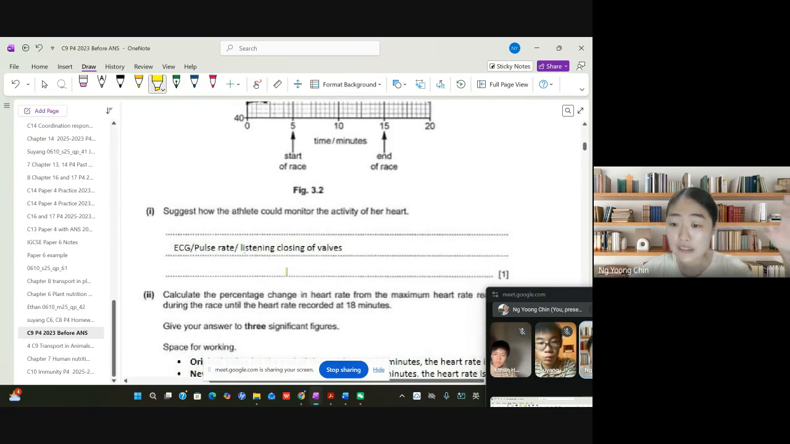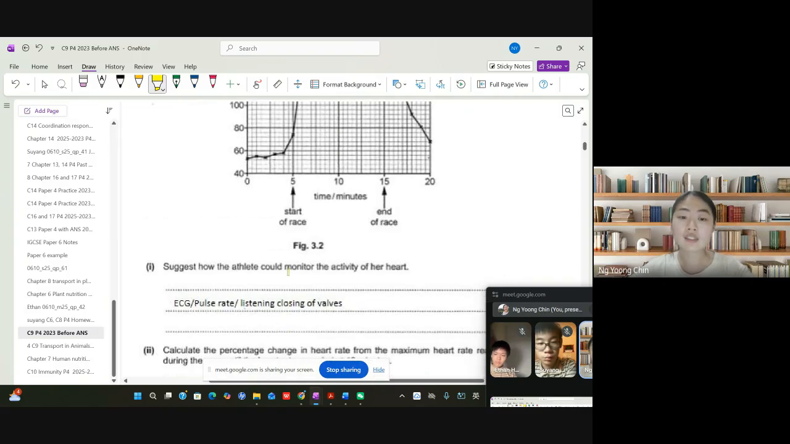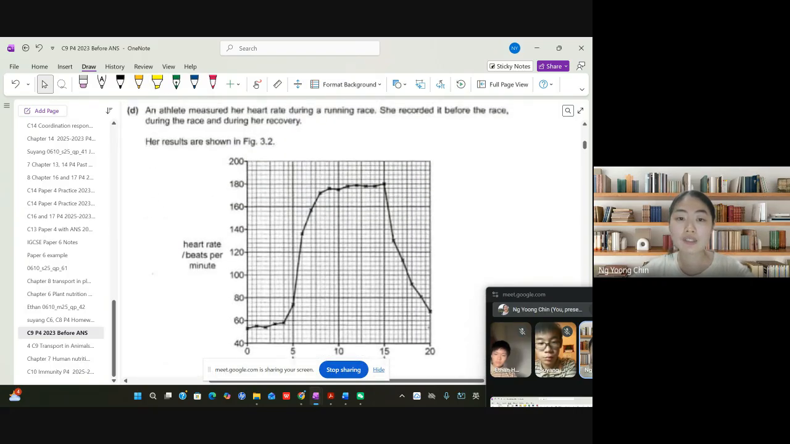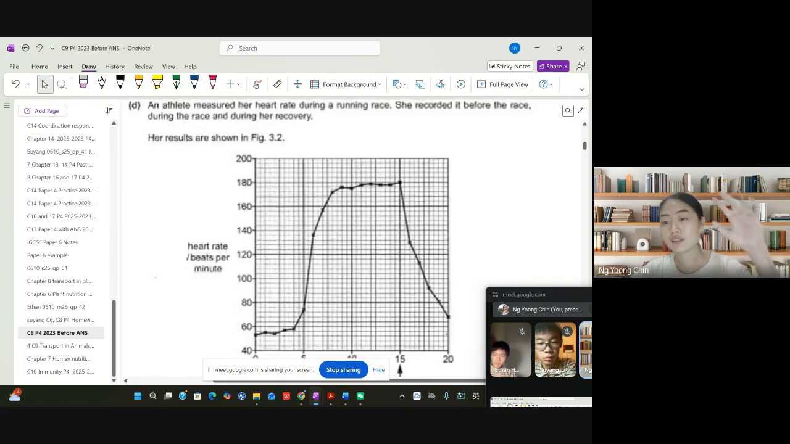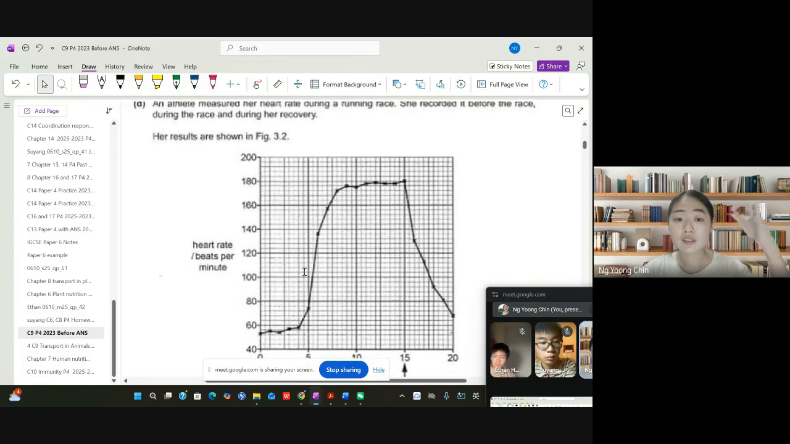Just answer based on how many marks being given. Okay, and then this shows about what? This shows about heart rates. And then they record using what?